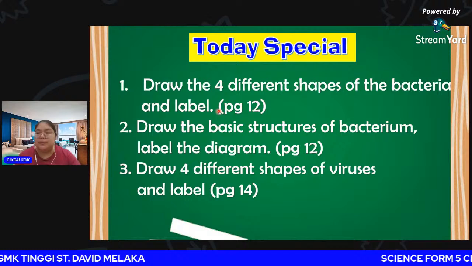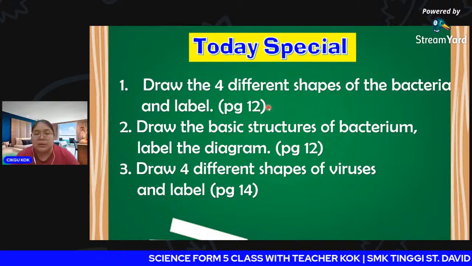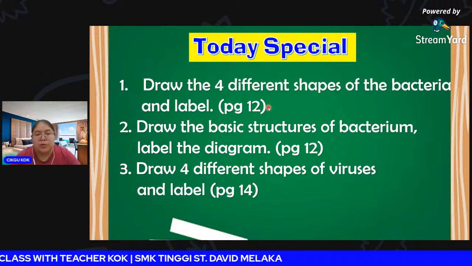The one is in your textbook, page 12. Four different shapes, I mentioned already just now: spirillum, coccus, bacillus, and vibrio. So that means you need to draw the shape. After that, you label the name.